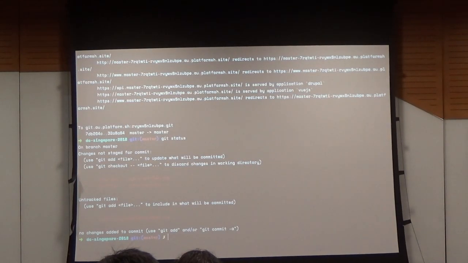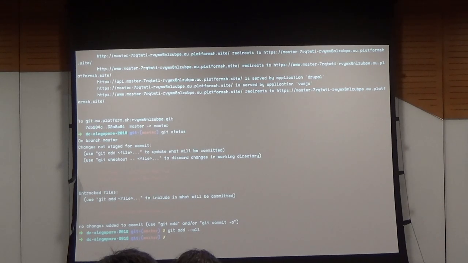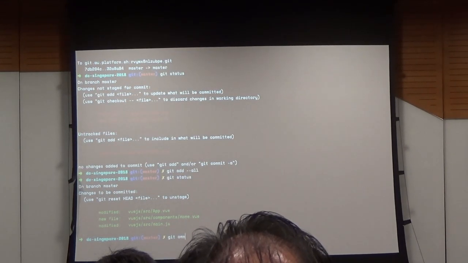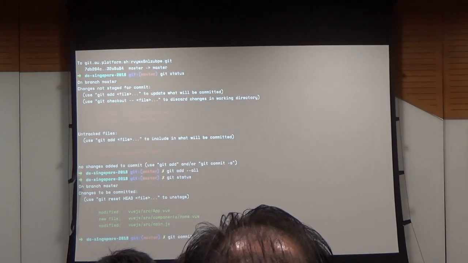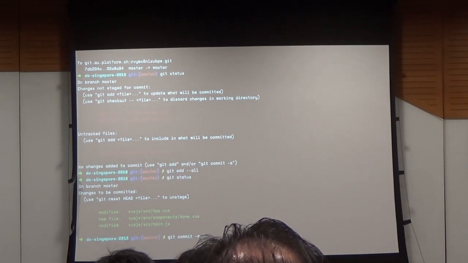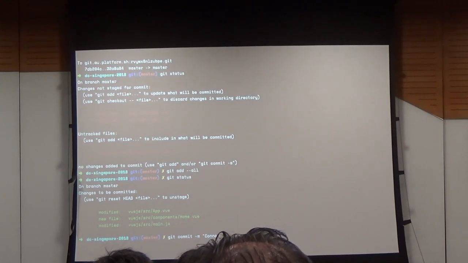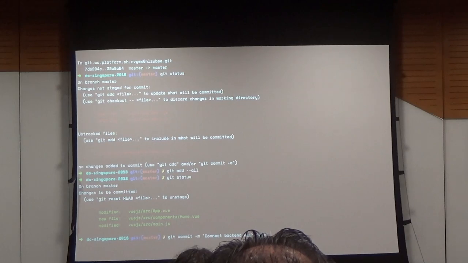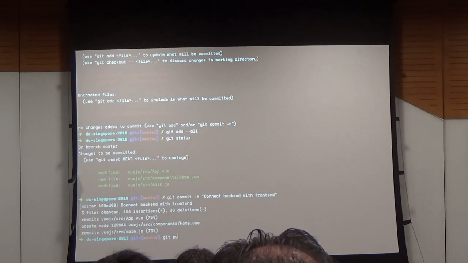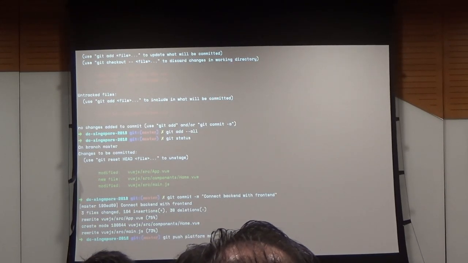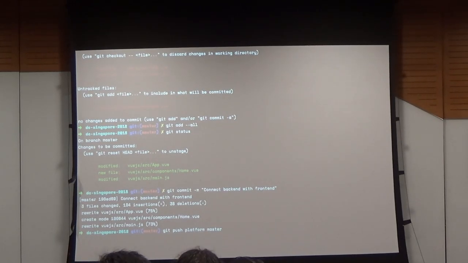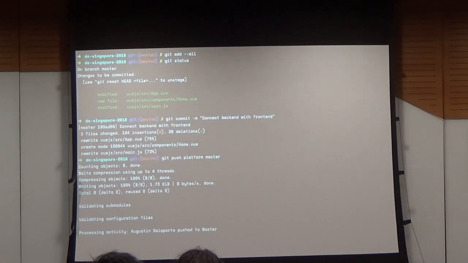If we verify that we have not done anything wrong, we are going to commit that the same way. Connect backend with frontend. Git push platform sh.